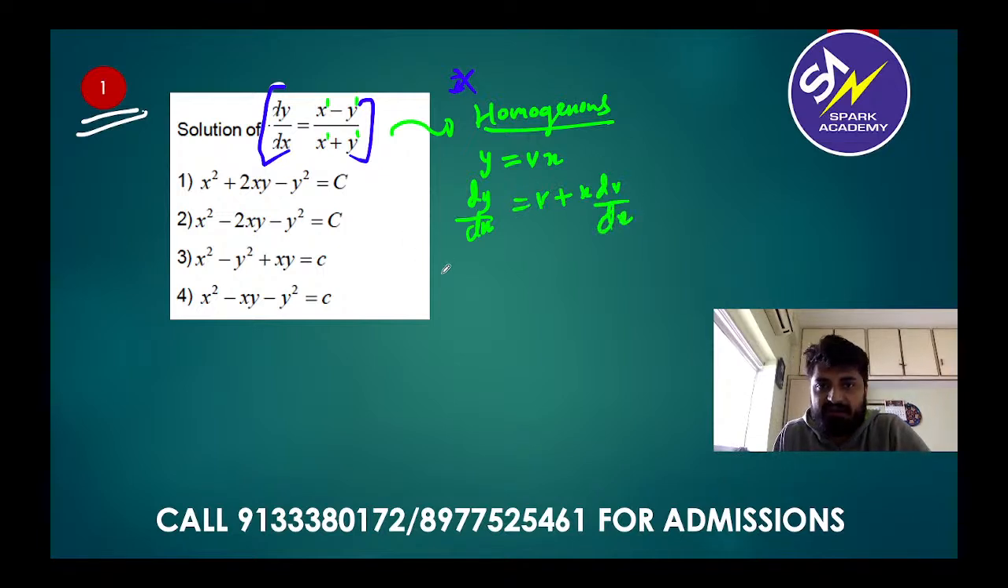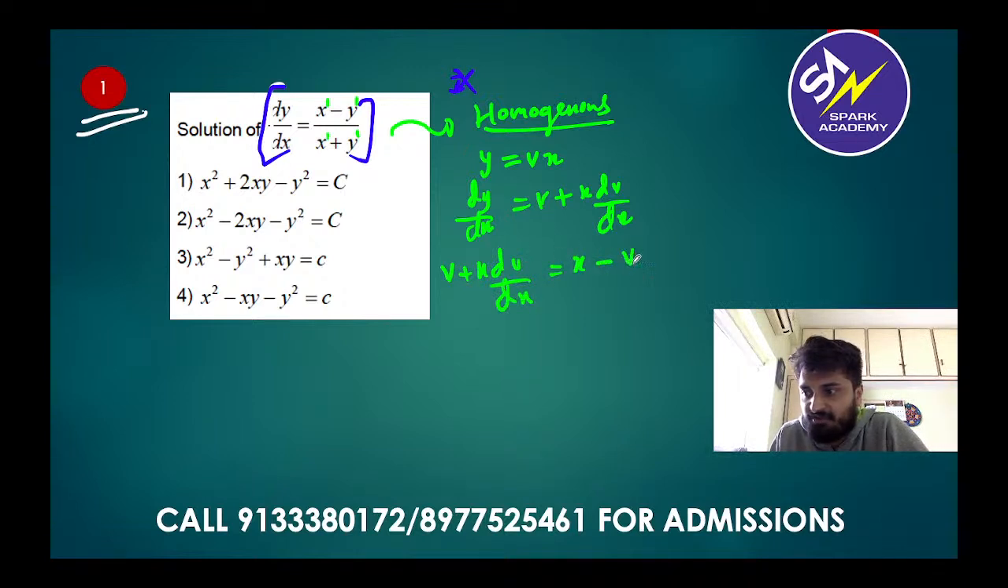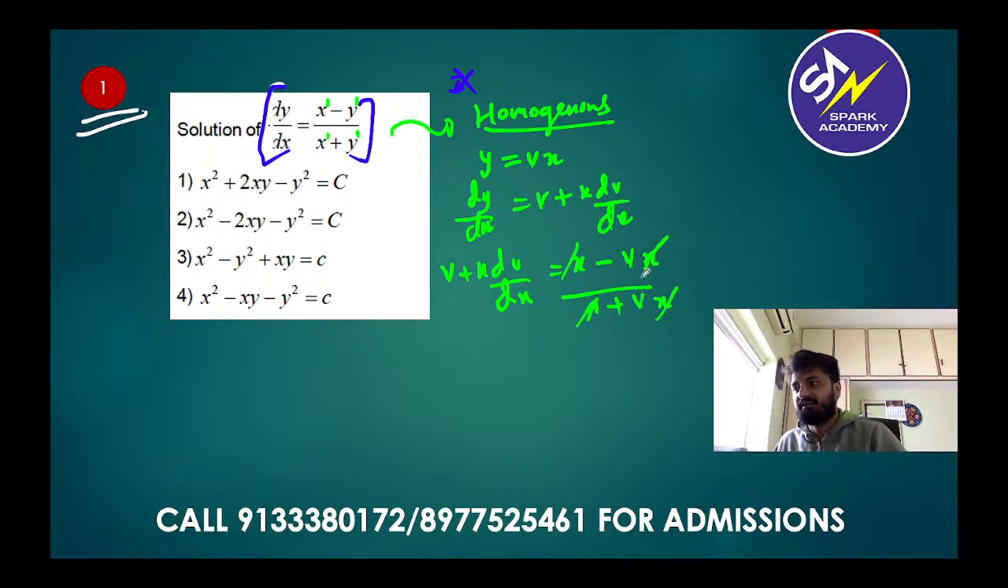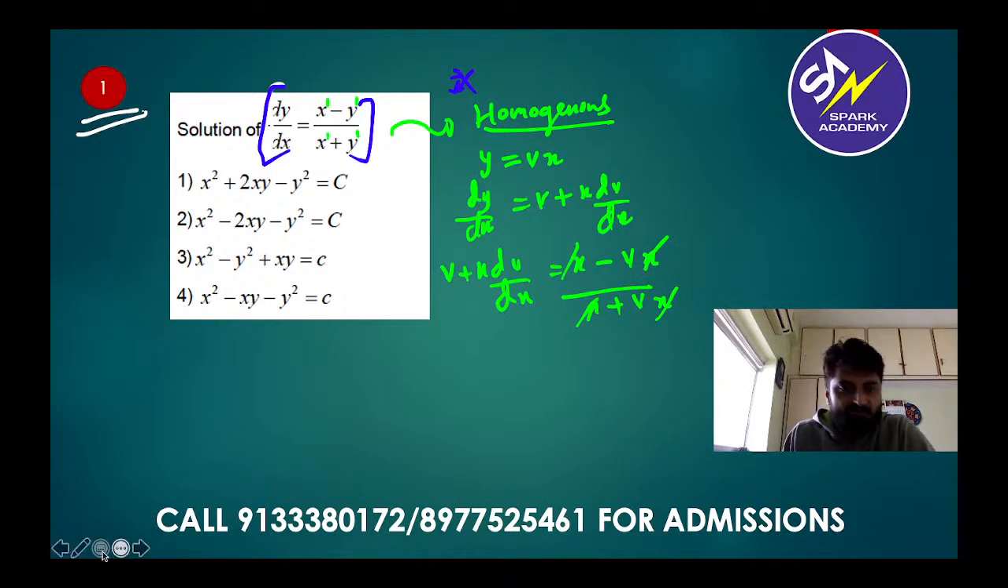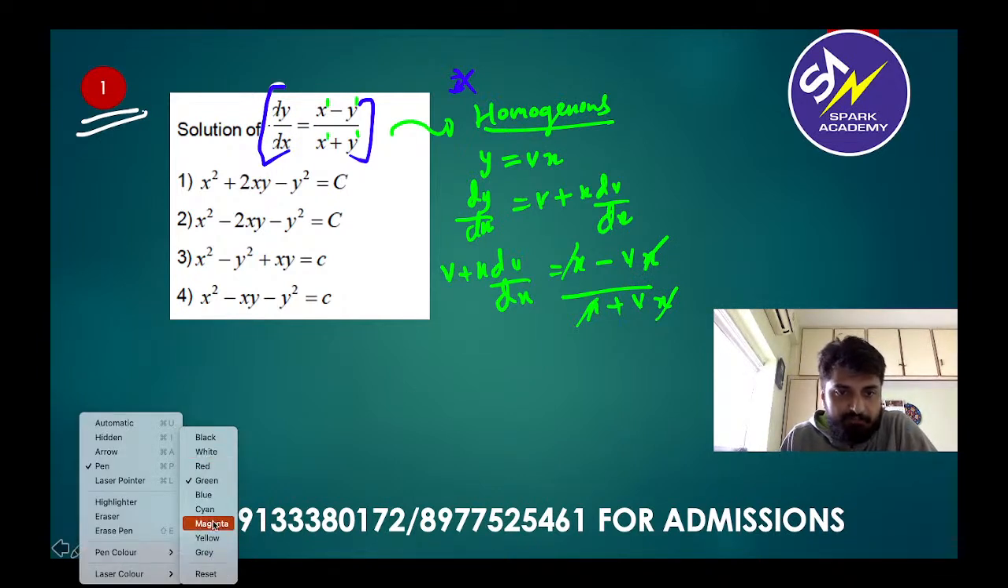So how can I write this now? v plus x dv by dx is equal to (x minus y) is nothing but vx again, x plus this is also vx again. So x everywhere cancelled. So how do you solve this equation now basically?